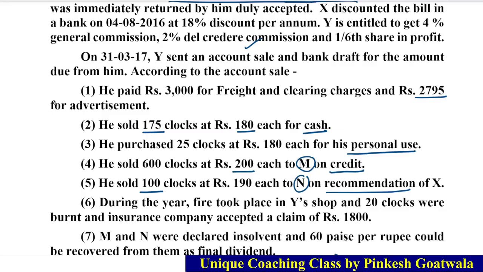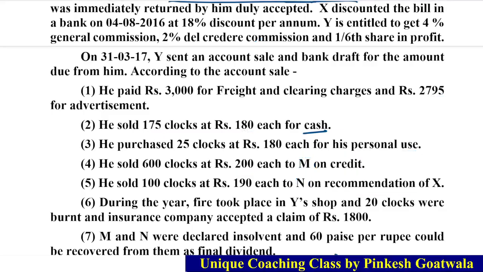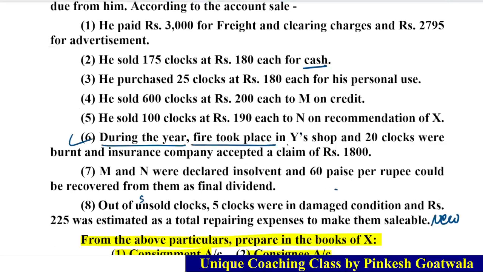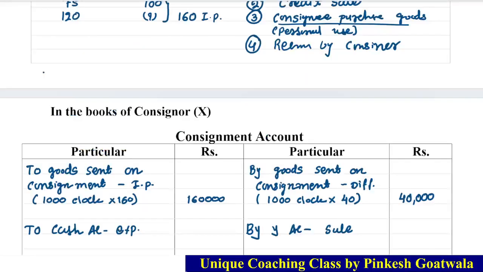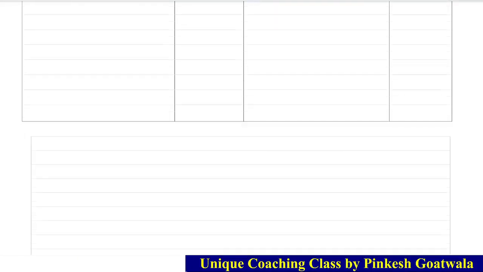Now the next point, number 6. In point number 6, during the year a fire took place in Y's shop and 20 clocks were burned, and the insurance company accepted a claim of 1800. So let's calculate. 20 clocks were burned. So here we have to make the calculation of abnormal loss.